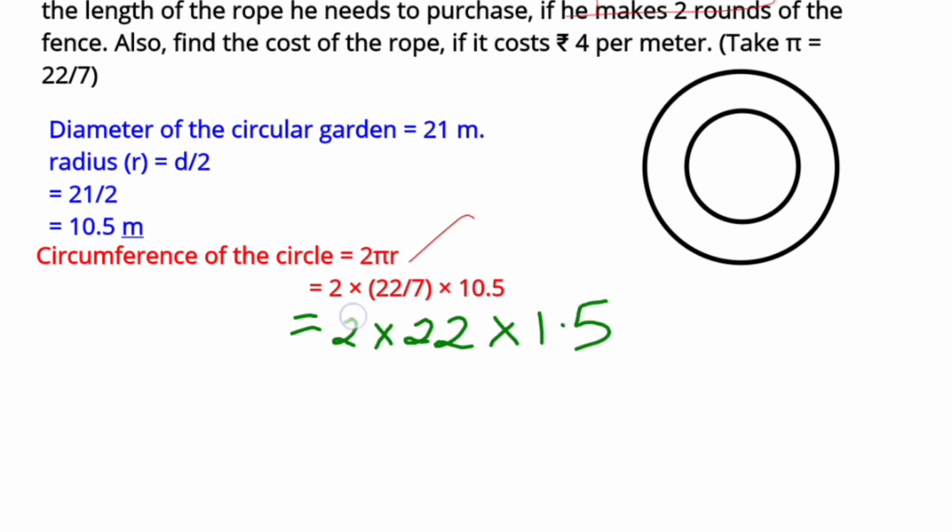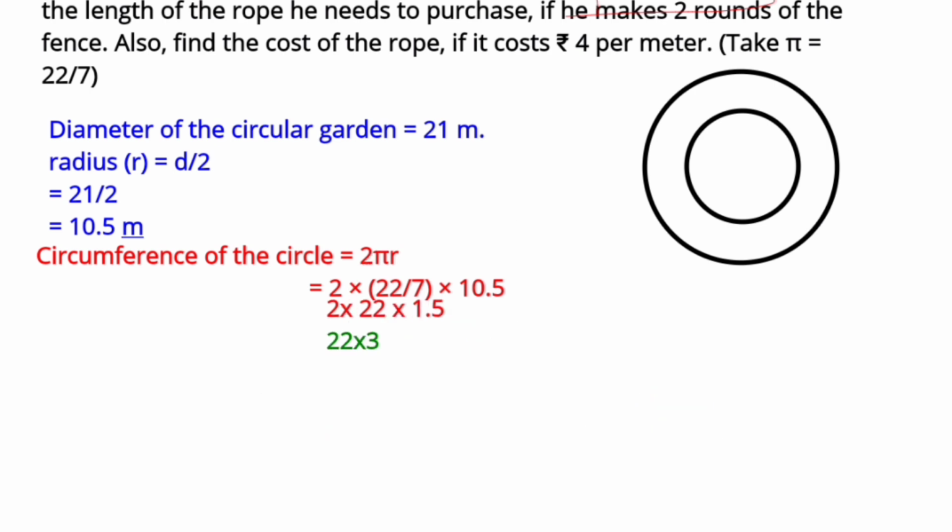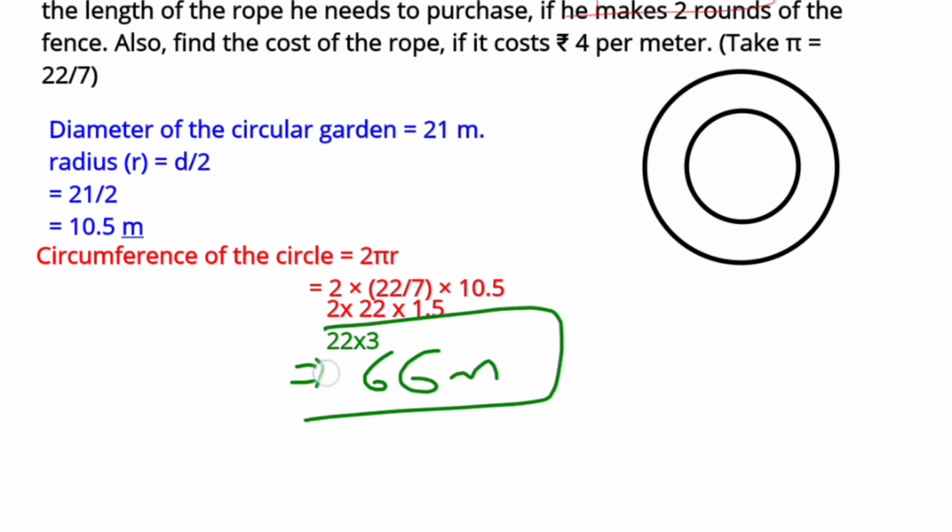Next step is you have to make your calculation easy. So I'll suggest you to multiply 1.5 into 2. That is 15 2s are 30. But you are having a decimal, and how many numbers are there after decimal? 1. So decimal after 1 number. So 3.0 into 22. Now multiply it. 3 2s are 6. 3 2s are 6. So 66 meter is the circumference of the circular garden.